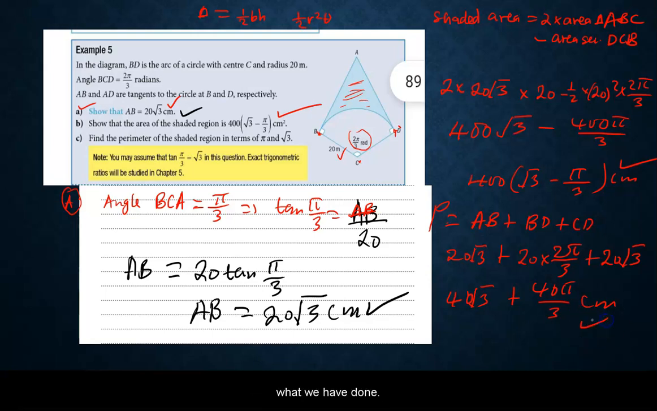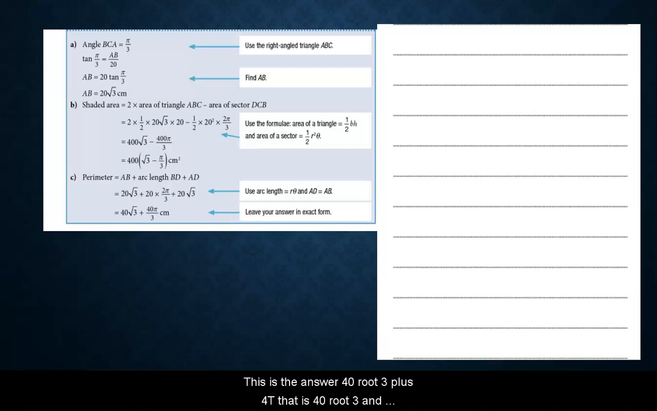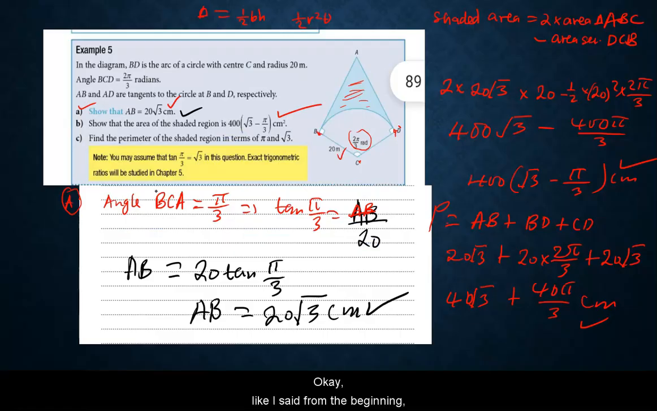And you can confirm what we have done. This is the answer: 40 root 3 plus 40 pi over 3. Yeah. Okay.